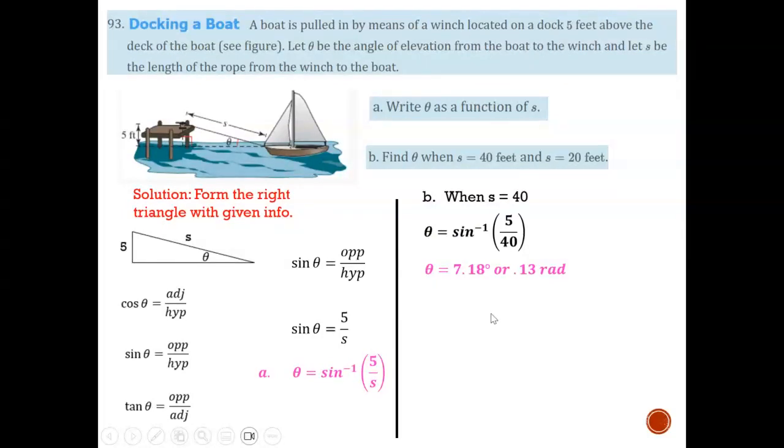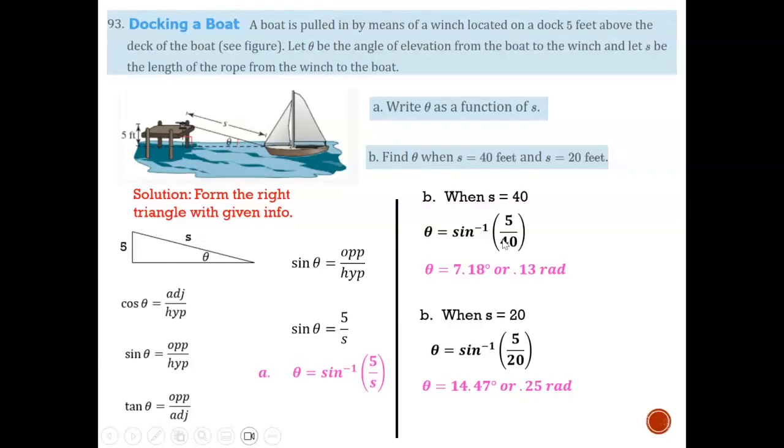Now for the second part of B, when S equals 20, we repeat the procedure, but instead of putting 40, we plug in 20 where the S is. Our answer should be something like 14.47 degrees or 0.25 radian. Check this out, guys. This is kind of interesting.